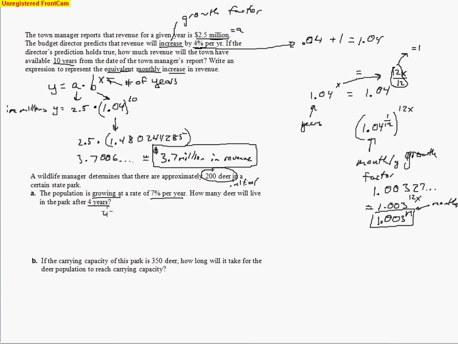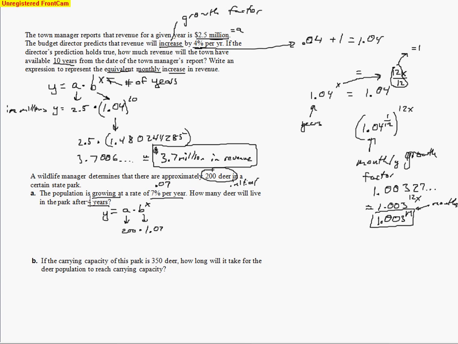All right, we're going to use our equation: y equals a times b to the x power. I know the initial amount, that's 200 deer. And the growth factor is 1 plus 0.07. You just take that 7%, change that to a decimal, and add it on to 1, and that's how much it's growing by each year. So 200 times 1 makes 200, that's the initial amount, and 200 times 0.07 is the growth after that first year.